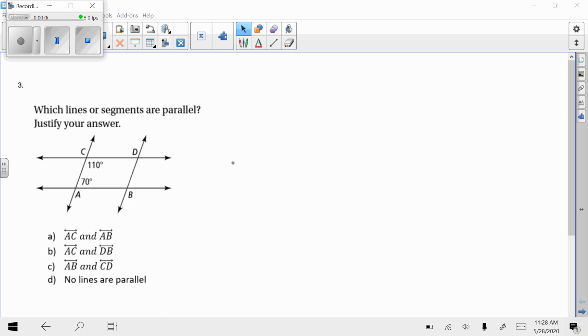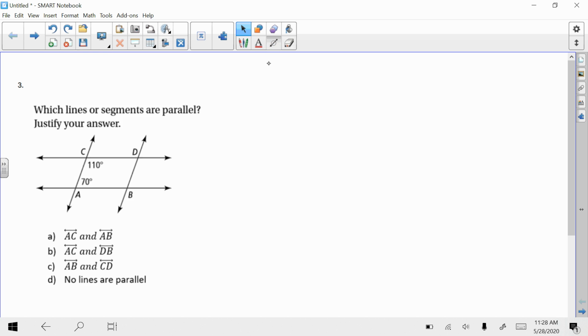This is Mr. Hermanson again, and this is the frequently missed questions on the review, and I'm just going to quickly go over them, hopefully not spend too much time, unless I need to. So number 3, which lines or segments are parallel? And justify your answer. So here's what I'm seeing.